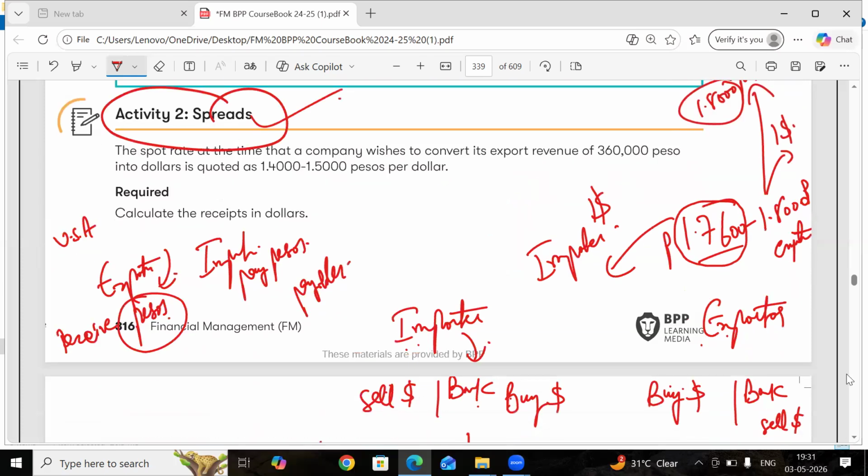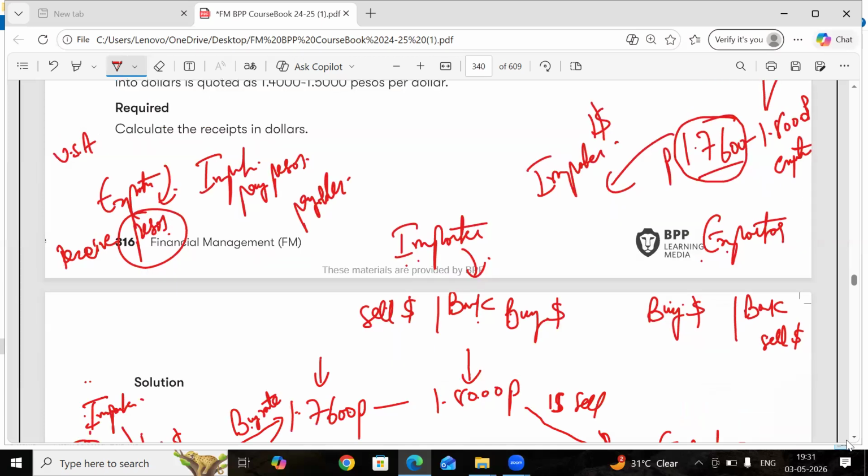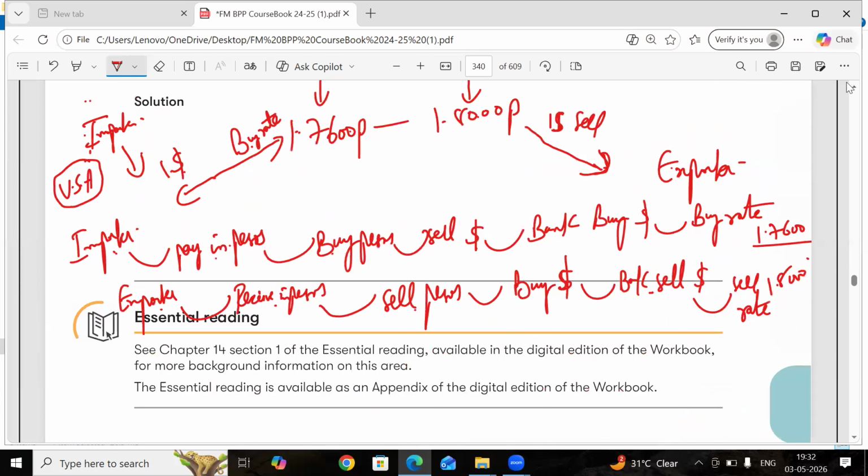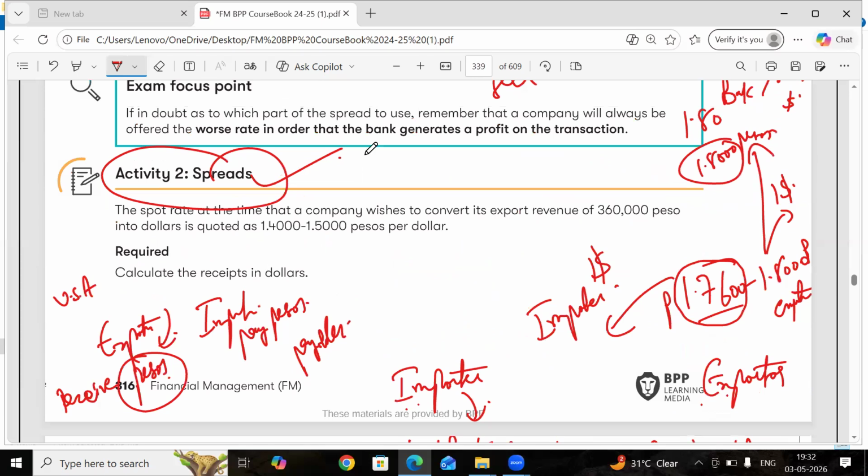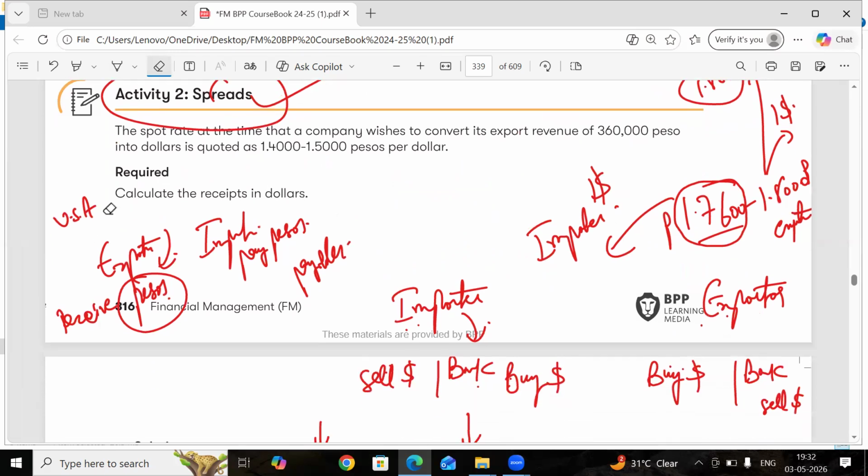Activity 2 homework. Will you do this or shall I solve this? Please tell. Hello. Okay. All of you do this question fast. I'm just removing everything. I'll make it neat.